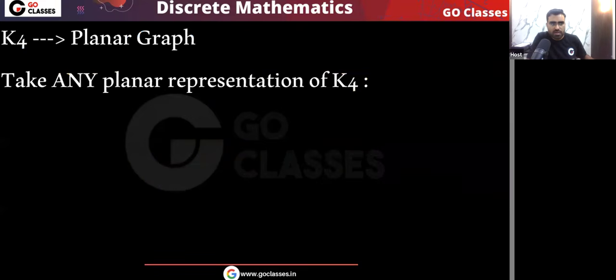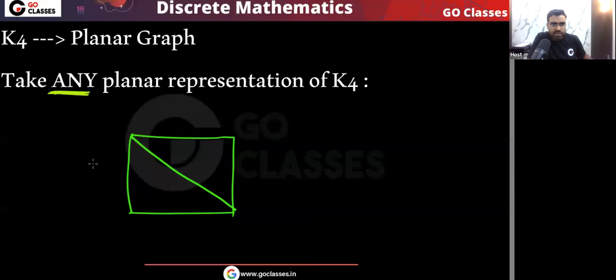So consider this K4. We have already seen K4 is a planar graph because there is some way to draw this graph without edge crossing. Consider any planar representation of K4. Remember, you can take any planar representation because multiple planar representations are there. Do you agree with me? For example, let me take this planar representation. This is one of the planar representations of K4.